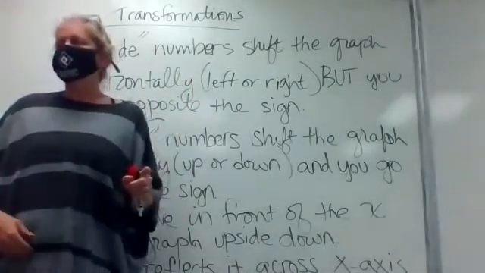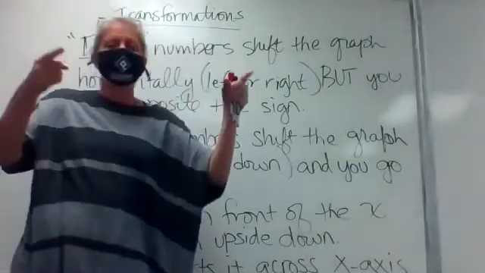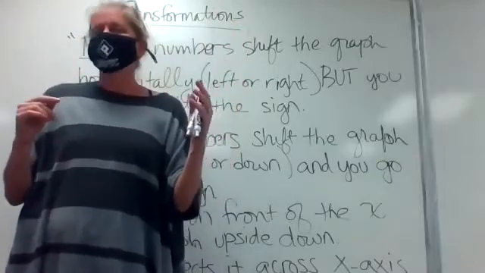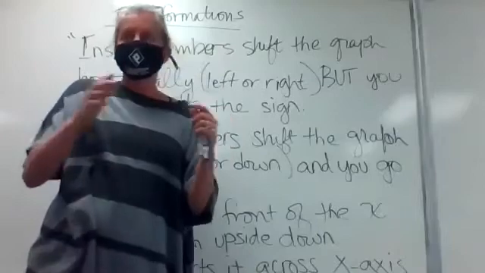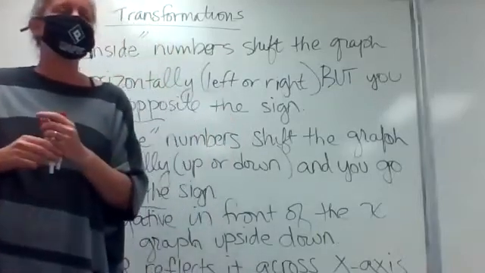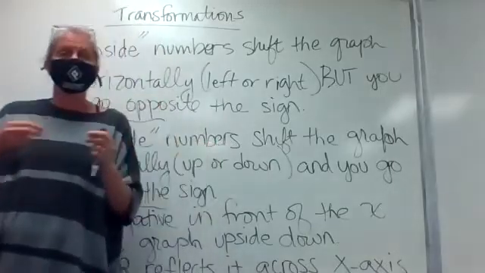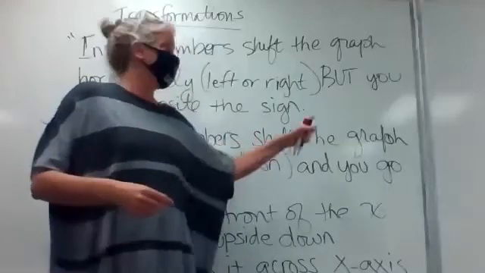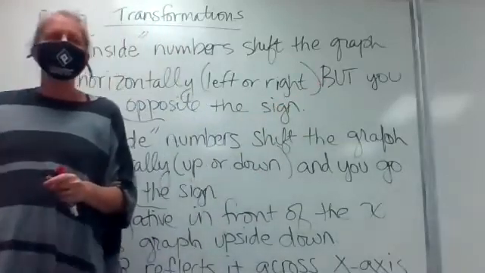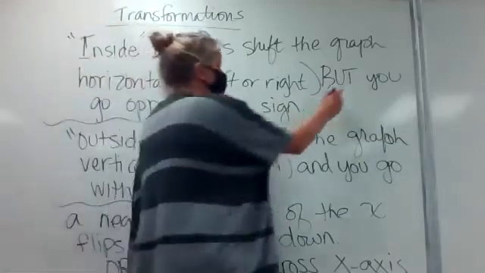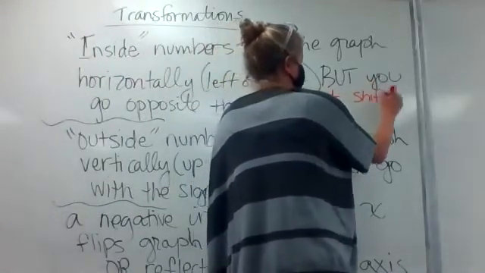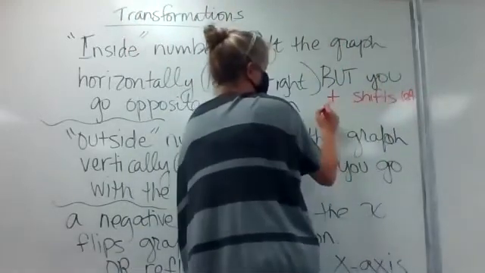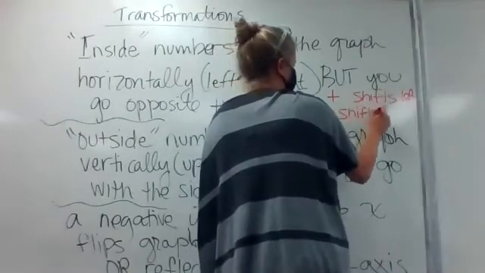So numbers that are inside are numbers that are inside parentheses, or inside absolute value symbols, or inside a square root symbol. Those are your inside numbers. What those numbers are going to do to the graph is shift it horizontally, left or right. But you're going to go opposite of what the sign says. So a plus shifts it left, into the negative number. A minus shifts right.